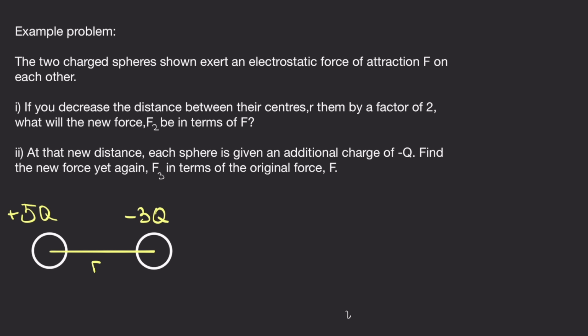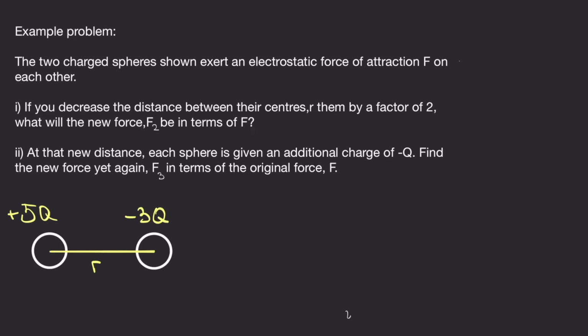Let's do an example problem. We have two charged spheres and they're shown over here, and they exert an electrostatic force of attraction on each other. We decrease the distance between their centers by a factor of 2. What will the new force F2 be in terms of the original force F?